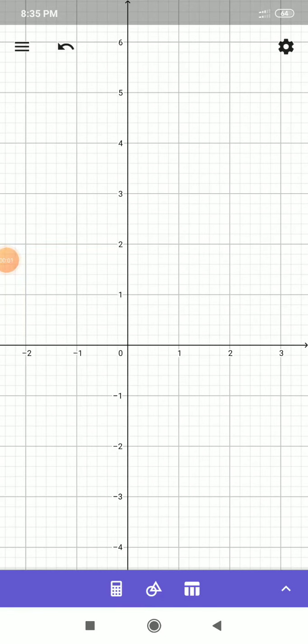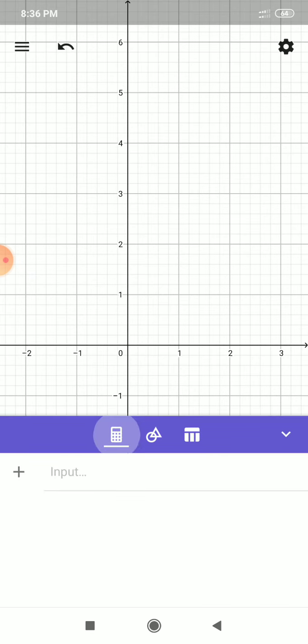So here we are going to see some functions and their graphs. The first one is the identity function. The identity function is a function from the set of real numbers to the set of real numbers and is defined as y is equal to x. Otherwise we can write f of x equal to x.